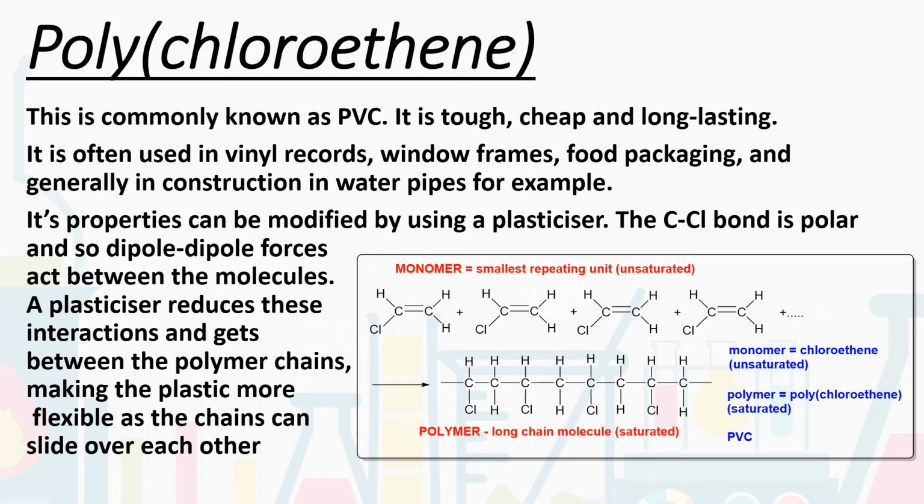And what a plasticizer does essentially is it gets in between these polymer chains and it reduces the interactions. By reducing the interactions, it makes the plastic more flexible because the chains now aren't able to interact as strongly, and so they can be stretched and they can slide over each other a bit more. So our monomer here is chloroethene, and the monomer is the smallest repeating unit. It's an unsaturated alkene. It makes the polymer, which is polychloroethene, which is saturated, a long chain chloroalkane.